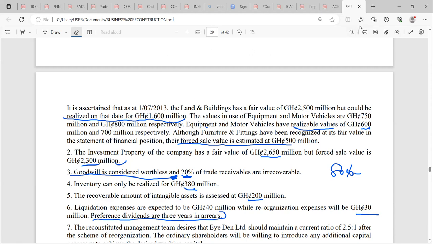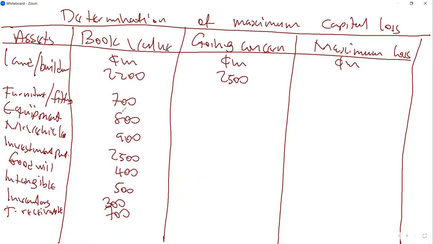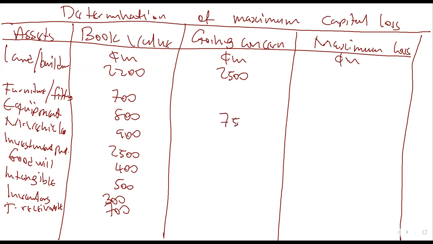All right, so continue from where we left off. The value in use of equipment and motor vehicles is 750 for equipment and 800 for motor vehicles. That one comes before realizable value, so let's take notice of that. So 750 for equipment, motor vehicles 800. Then we continue the storyline.